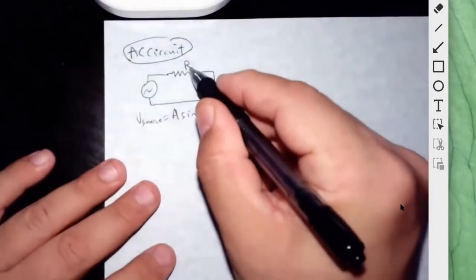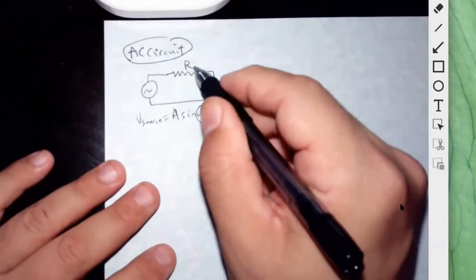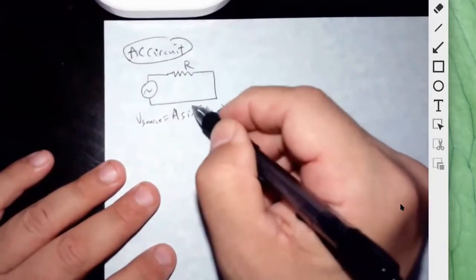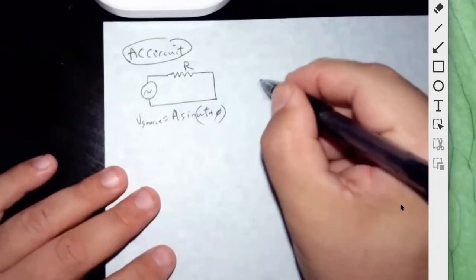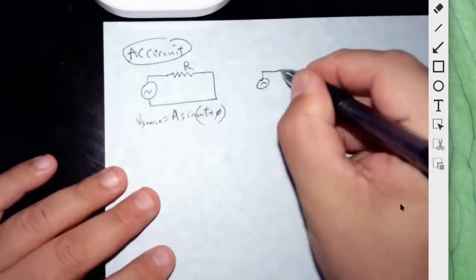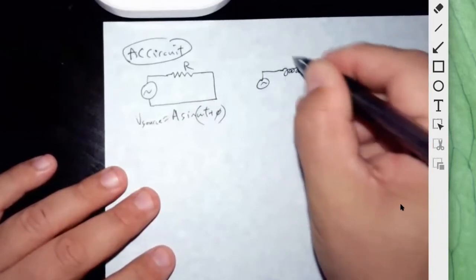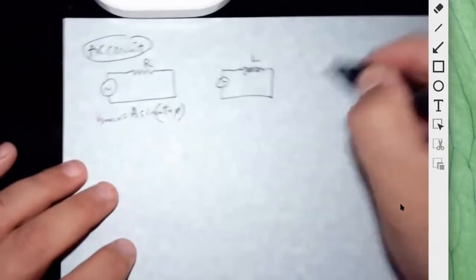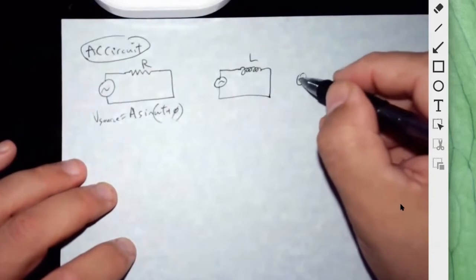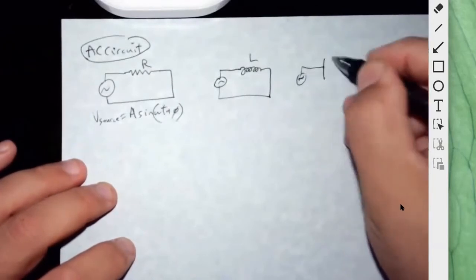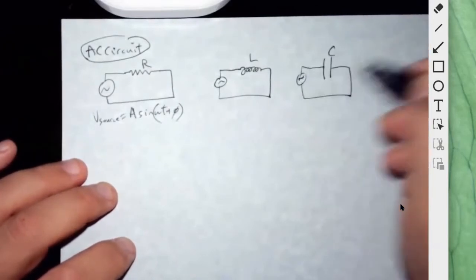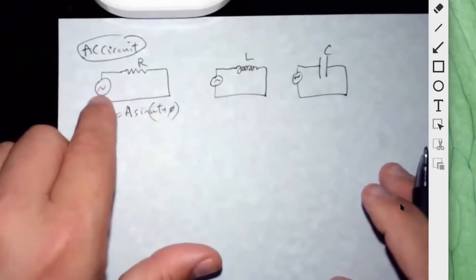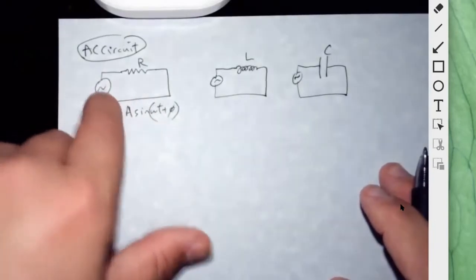Now, if I connect the resistor to it, I want to know what the voltage of the resistor is going to be, what the current in the circuit is going to be. And then if I connect the inductor to it, what's going to happen there? Then if I connect the capacitor, what's going to happen to that circuit? So this is called force-driven oscillation.